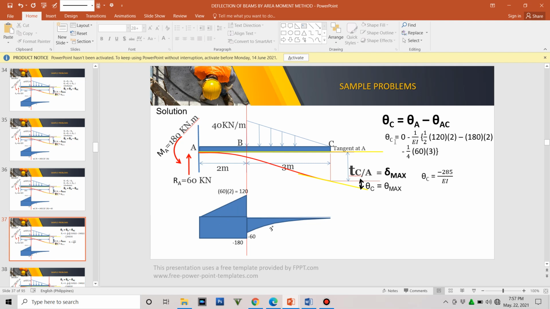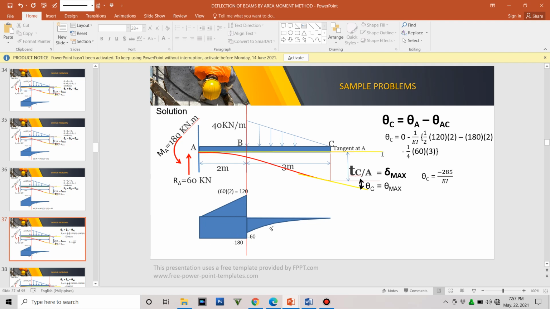So, theta C, theta A is 0. Sabi nga natin, walang rotation dito sa theta A. So, set that to be equal to 0. And then, this is the formula. Laging may 1 over EI yan, no? So, 1 over EI. Constant lang naman yan dito. So, let us just compute for the area from A to C. Kasi ito, theta A to C is just the area nung nasakop ng A to C. Ito yon, lahat ng area dito.